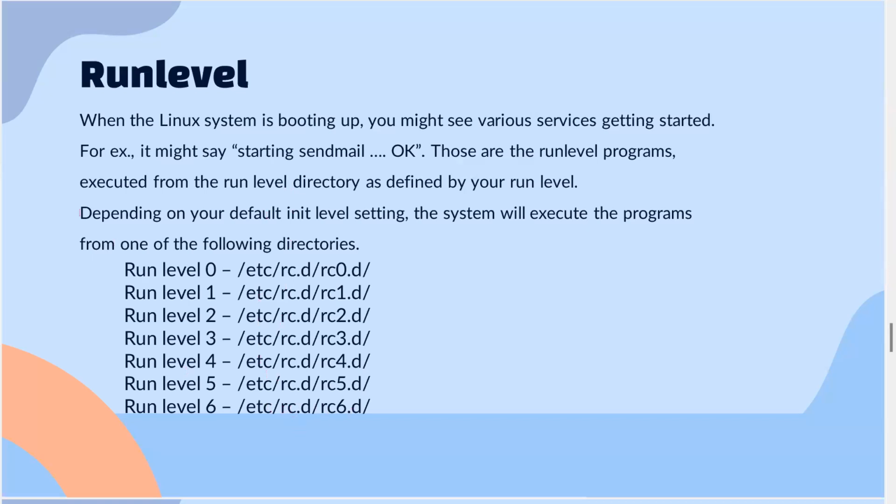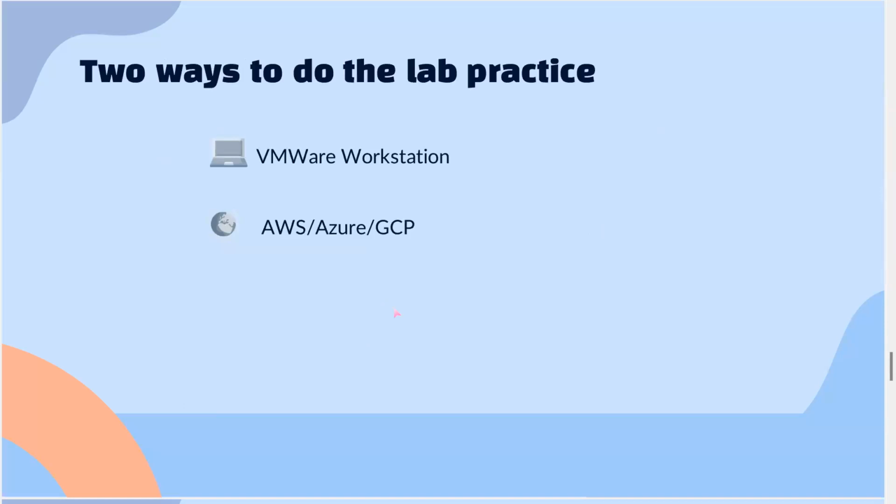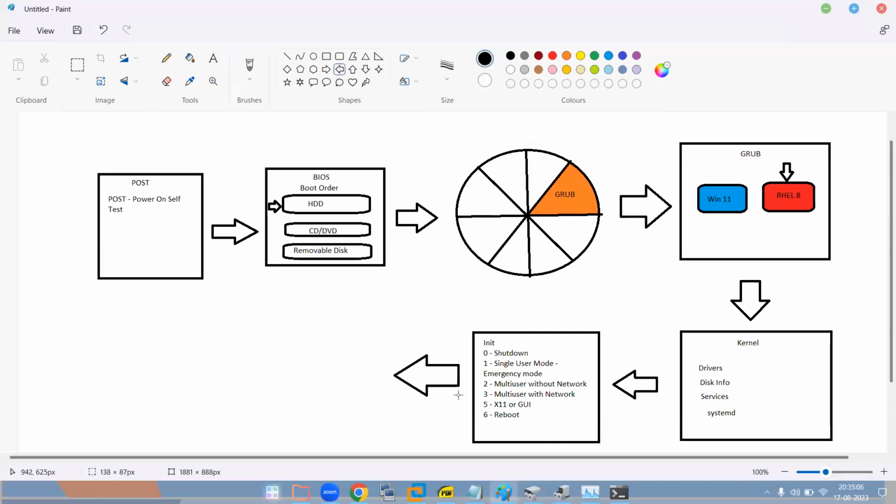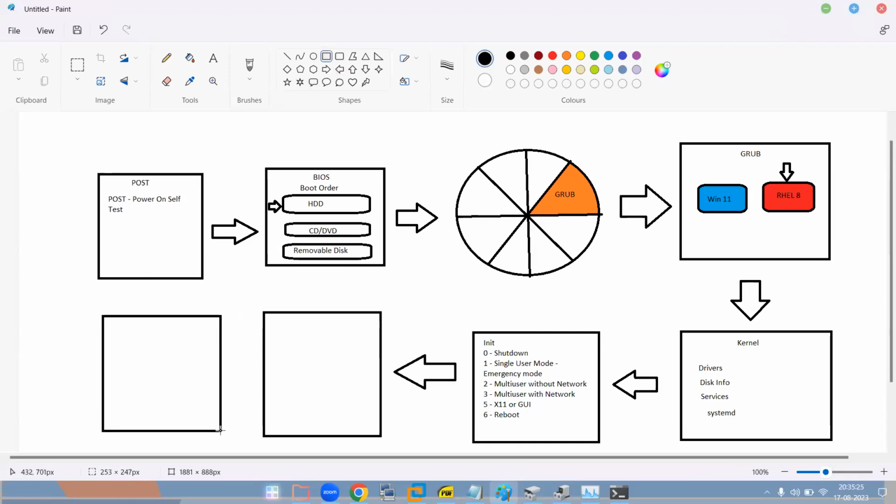You can even read this one, right? Depending on your default init level settings, the system will execute the programs from one of these directories. Whichever run level you selected, that one it will be booting. So with that, your booting procedure will be completed. I'm just giving a basic overview of how your booting procedure would look, and this is what happens once you press the power button till you see the lock screen. Once your run level is done, you would see your lock screen here.